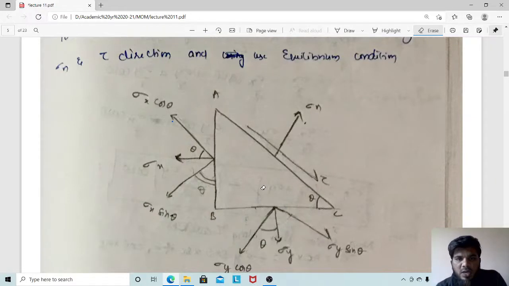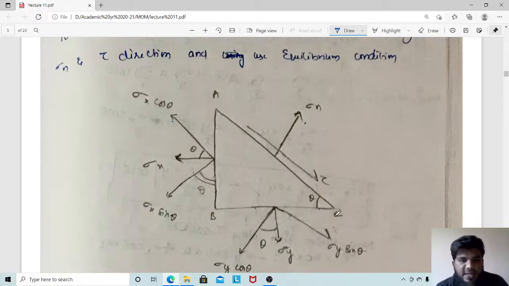tau. For this, we have sigma n, which is nothing but the direct stress acting perpendicular to the oblique plane, whereas tau is nothing but the shear stress acting along the AC line. So for that, we have to resolve the stresses sigma x and sigma y along the sigma n direction and the tau direction. For doing that, first of all, we have to resolve this. How are we trying to resolve this?